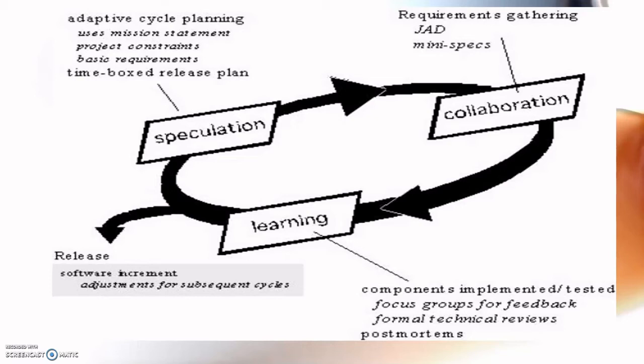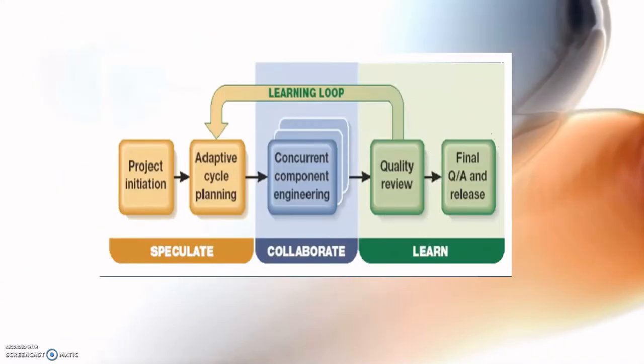Then we have the phase learning: components implemented or tested, focus groups for feedback, formal technical reviews, and we will conduct project postmortems. Then we'll be releasing the software increments and there will be adjustments for subsequent cycles. This is another figure which shows the three phases of ASD.